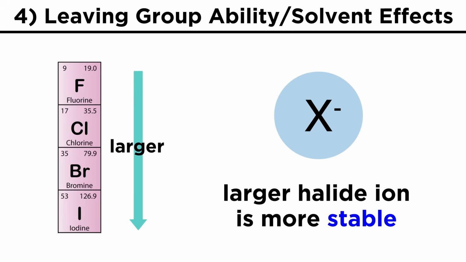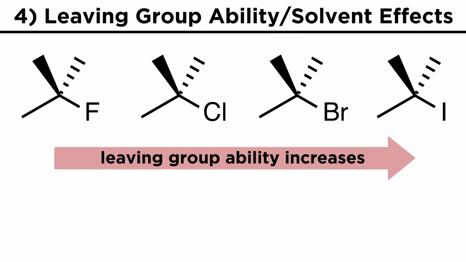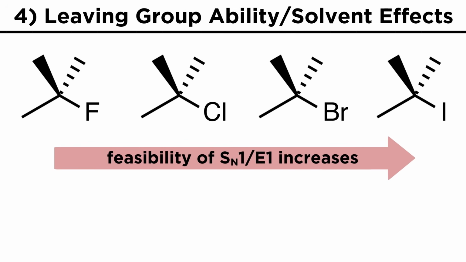Next, we should consider leaving group ability. If we examine just the halogens, the larger the halide ion, the more stable it is, so leaving group ability increases going down the group. The better the leaving group, the more likely it is to leave, and the more feasible carbocation intermediates will be, such as with SN1 or E1.